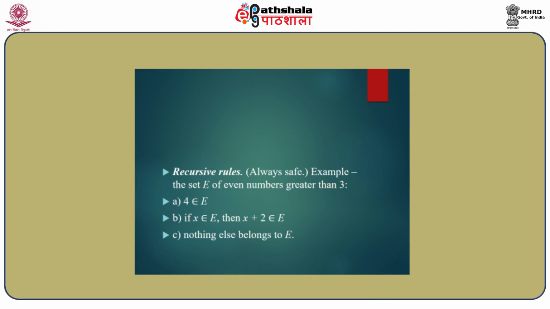The other way of defining is by recursive rules. This is always safe. So, for example, we say that the set E of even numbers greater than 3 is defined as follows. 4 is a member of uppercase E. If x is a member of uppercase E, then x plus 2 is a member of uppercase E. We say C, nothing else belongs to uppercase E.